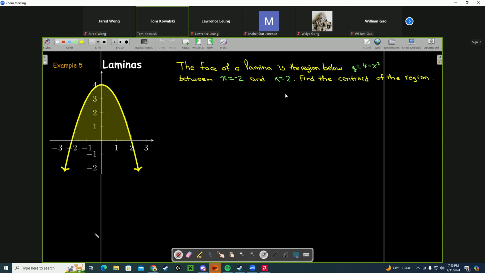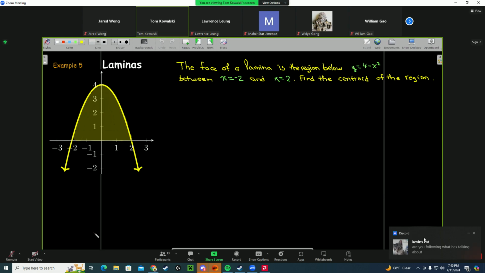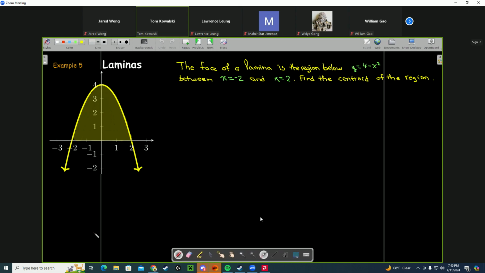All right, so let's do an example here. I've got this upside down parabola. I want to find the centroid, or the center of mass, because this is the face of a lamina. And the region that we're interested in is bounded above by the curve and below by the x-axis. So we've got these formulas.